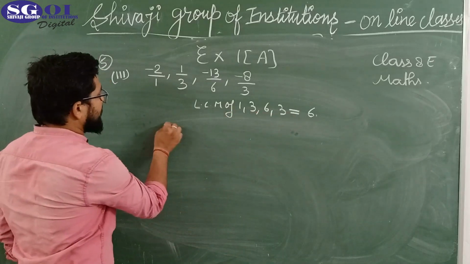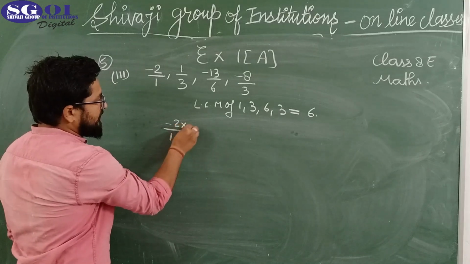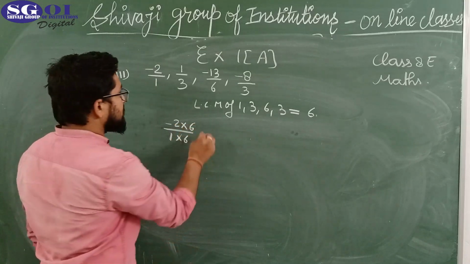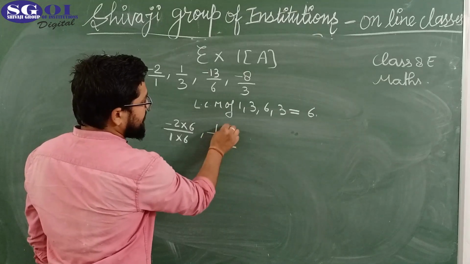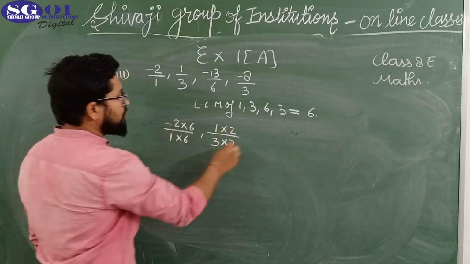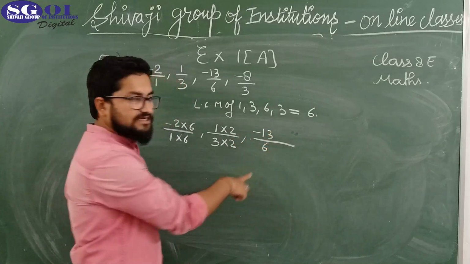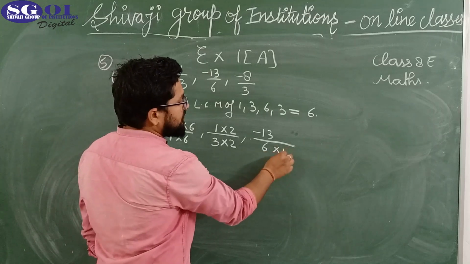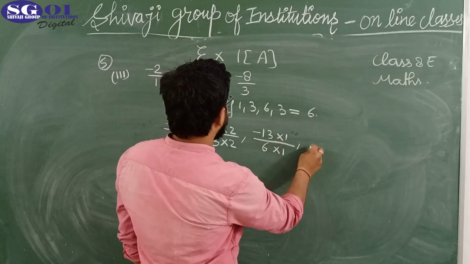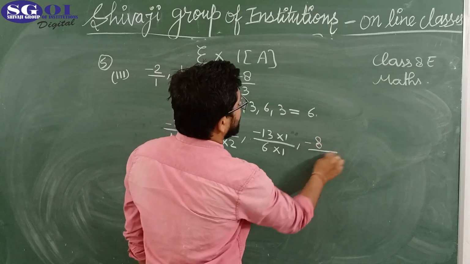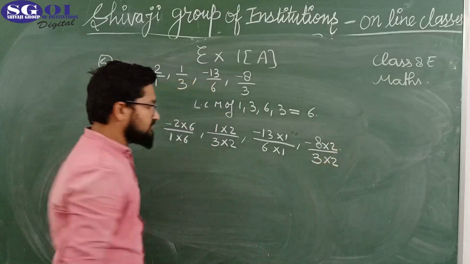So for that what we will be doing, -2 upon 1 और 1 को 6 बनाना है तो 6 से मल्टीप्लाई. Numerator will also be multiplied with 6. Similarly second one is 1 upon 3. 3 को 6 बनाने के लिए 2 से मल्टीप्लाई, then numerator will also be multiplied with 2. Same here -13 upon 6. This is already 6 तो किसी से मल्टीप्लाई करने की जरूरत नहीं है, मतलब कि 1 से ही मल्टीप्लाई करेंगे. Now last one is -8 upon 3. 3 को 6 कन्वर्ट करेंगे 2 से मल्टीप्लाई करेंगे and this is the scenario.